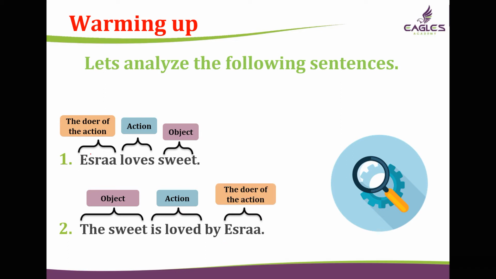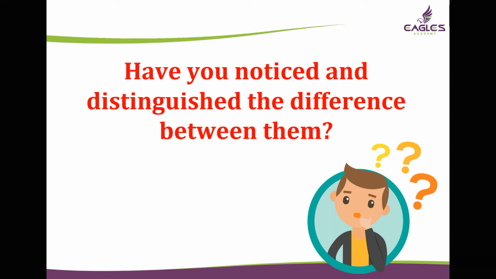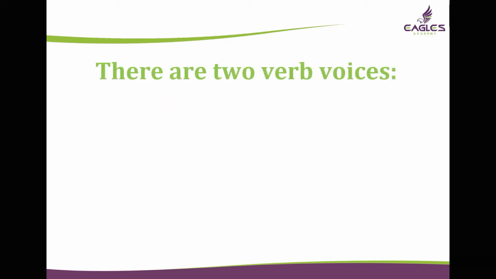What did you notice? We see here orange, blue, purple, purple, blue, orange. 1, 2, 3, 3, 2, 1. These two sentences are flipped, right? Okay, so have you noticed and distinguished the difference between them? Yeah, sure, there's a difference. Okay, dears.